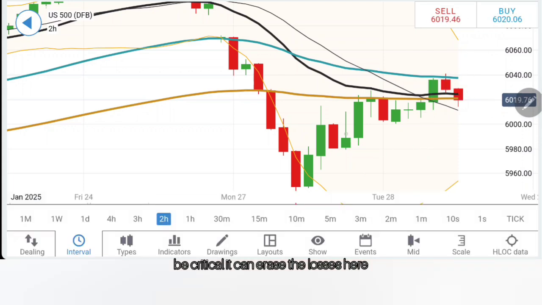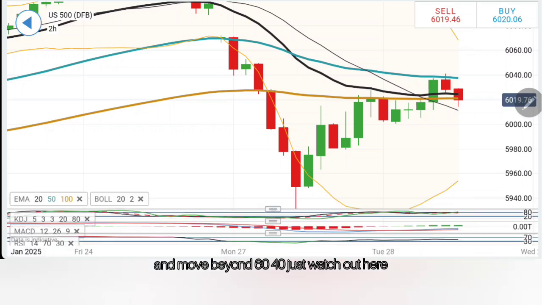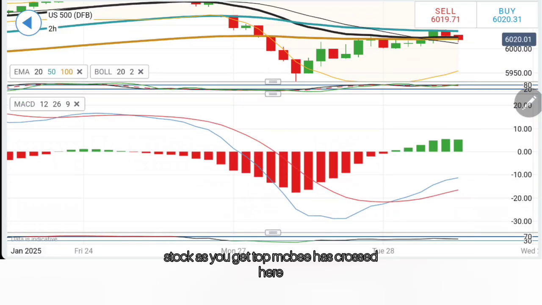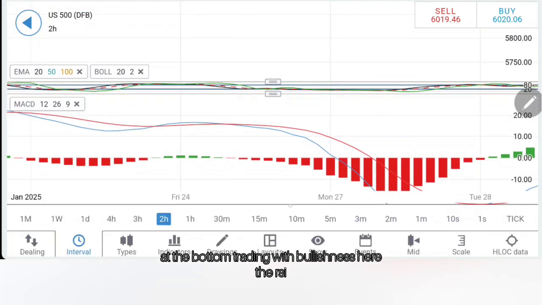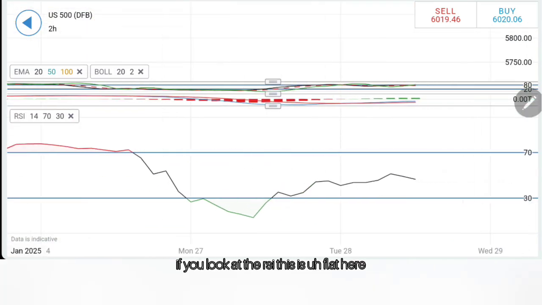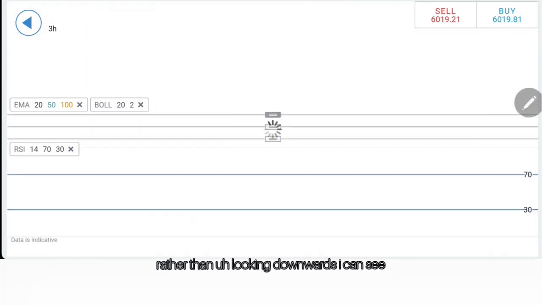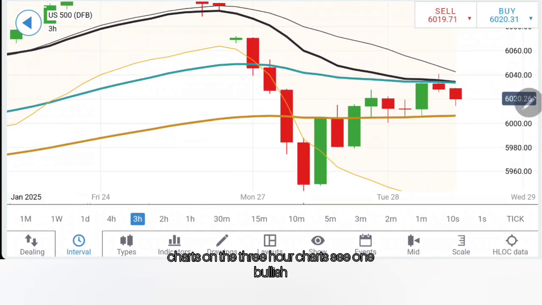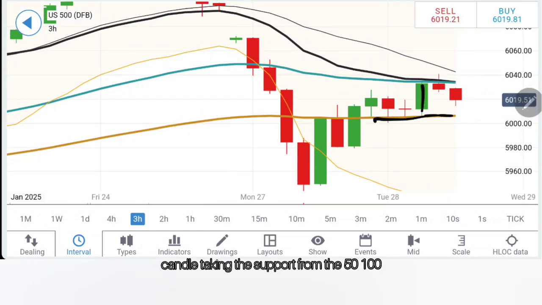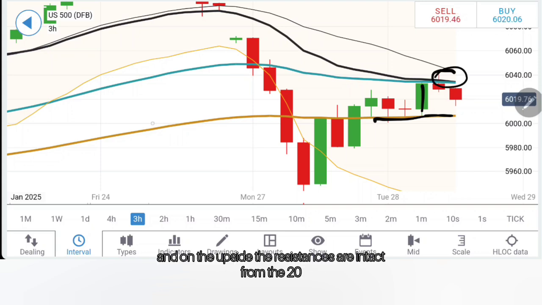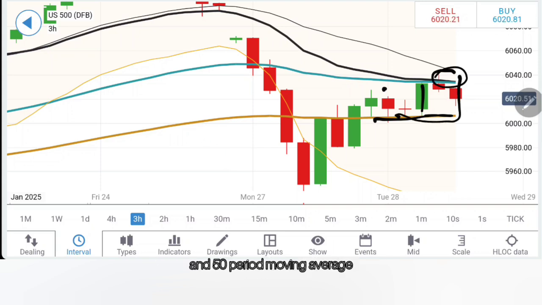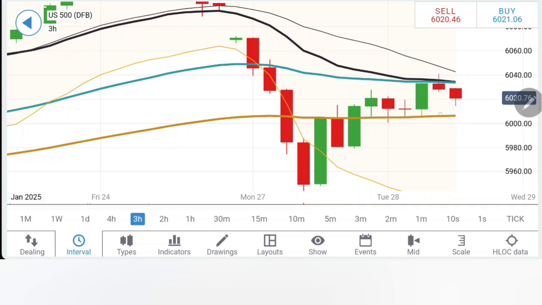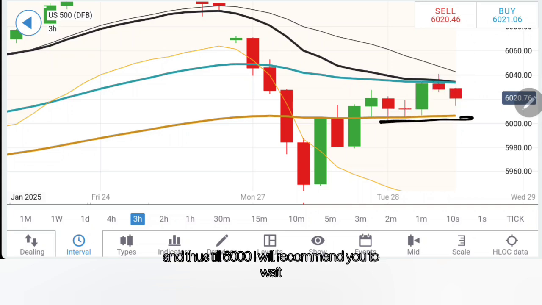It can erase the losses here and move beyond 6040. Just watch out here. Stochastic at top, MACD has crossed here at the bottom, trading with bullishness here. If you look at the RSI, this is flat rather than looking downwards. I can see slight flatness here. Coming to the 3-hour chart, see one bullish candle taking the support from the 100 period moving average, and on the upside the resistances are intact from the 20 and 50 period moving averages. Thus this is the zone it needs to come out from.